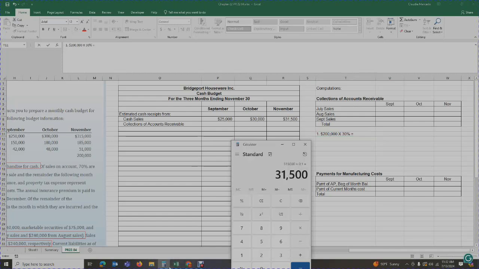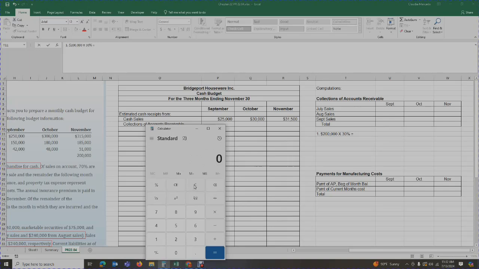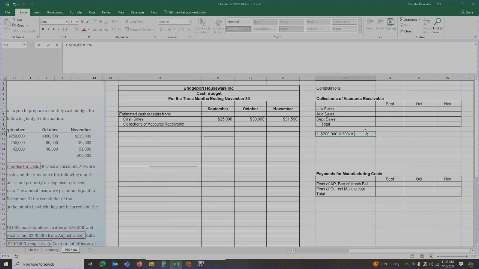So let's calculate the 200,000. That was the total sales back in July. And then because this is the second month after the sale, we're going to collect 30% of it. And that's going to give me $60,000. So in September, I'm collecting $60,000 from the sales in July. That's what's going to happen. Okay. Now let's continue with September.